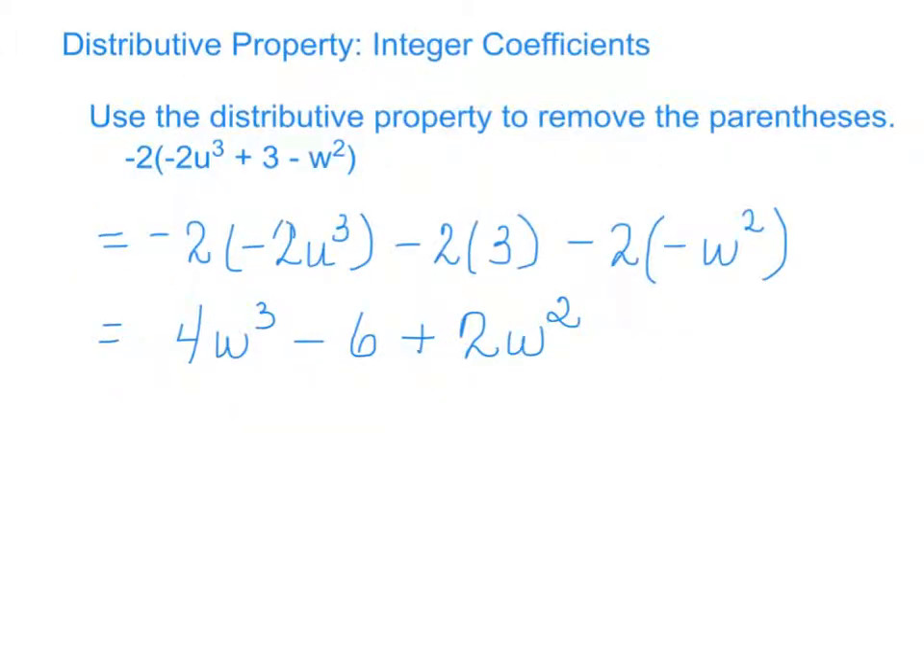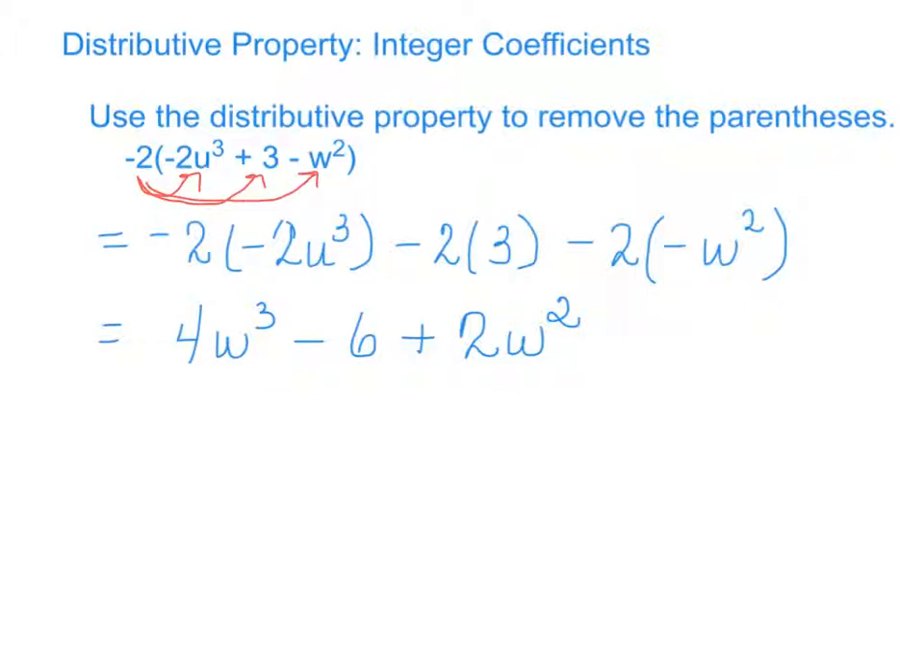For this topic, we'll use the distributive property, integer coefficients. Use the distributive property to remove the parentheses. Be careful and make sure that you distribute to each term inside of the parentheses. So you're going to multiply the negative 2 times the first term, negative 2 times the second term, and negative 2 times the third term.